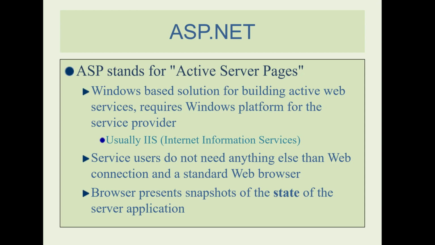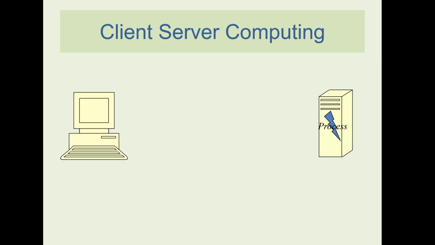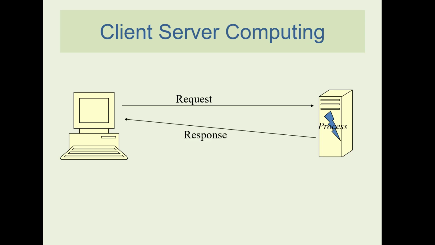And then the role of the browser, that means this device the user is using, is only to present some snapshots of the state of the server application. So we have two computers, the client computer and then the server computer. Client computer here in this picture is on the left, server computer on the right. And usually it goes so that the client computer will make some requests to the server computer, and then the server computer will respond to these requests. So it's this kind of a continuous loop that goes on between these two computers.